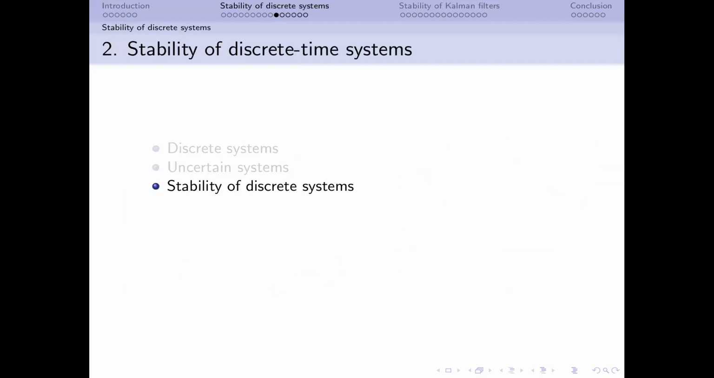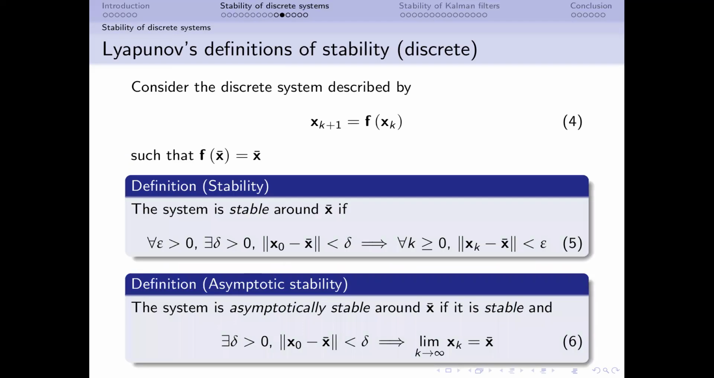Right, so let's now talk about stability of discrete time systems. We will, of course, make use of what I've been presenting before. So a quick reminder about the definition of stability of a discrete time system. Consider we have this system here with a fixed point x bar. Then the system is stable around x bar if we can find a neighborhood delta such that the system remains in a neighborhood epsilon of the fixed point of the system.